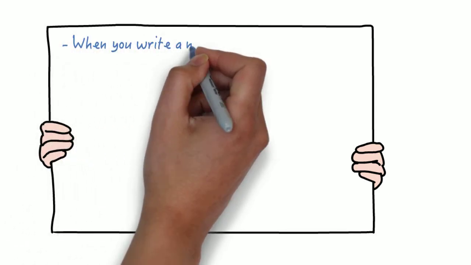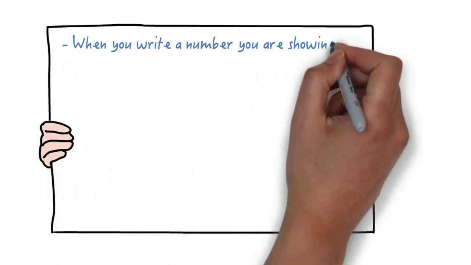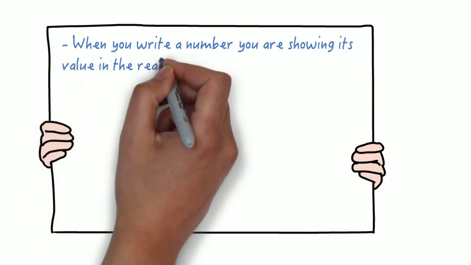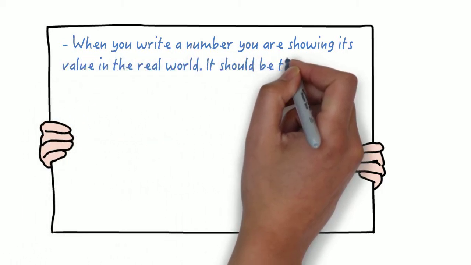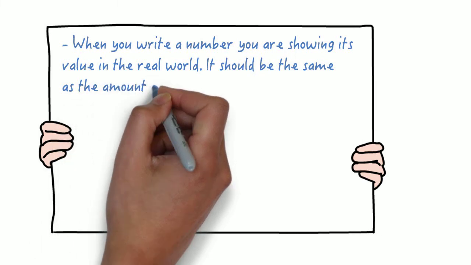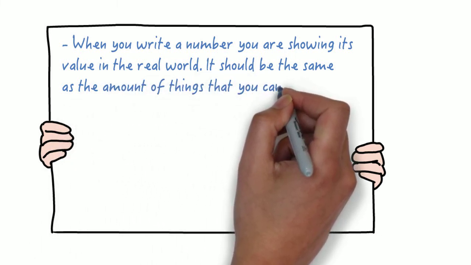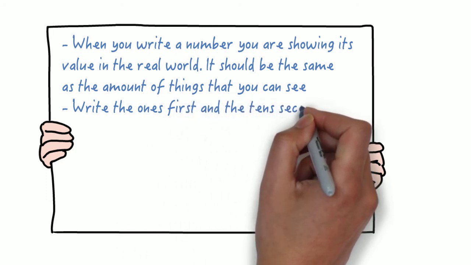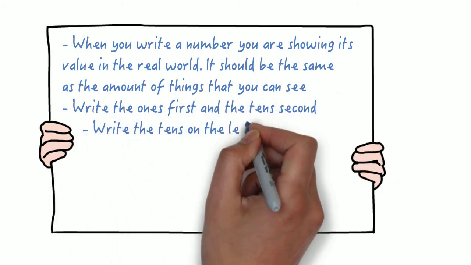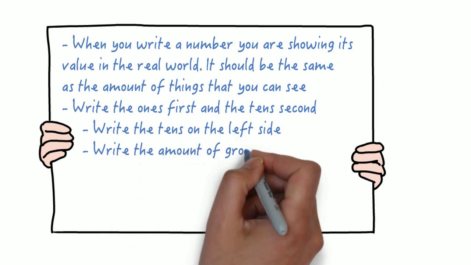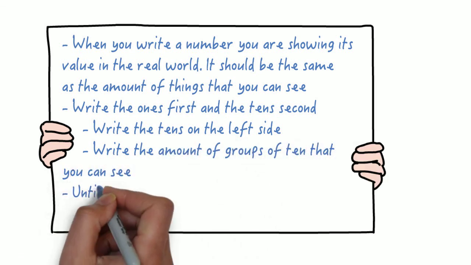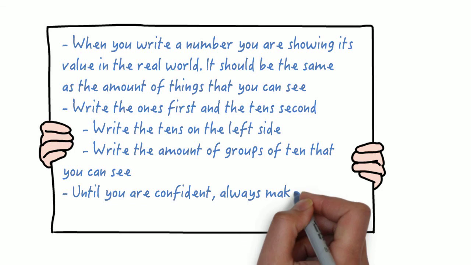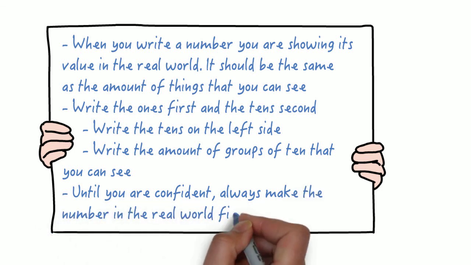When you write a number, you're showing its value in the real world. That's the amount of things you can see. Always write the ones first and then the tens. Tens go on the left. Always write the amount of groups of tens that you can see. And until you're confident, always make the number in the real world first.